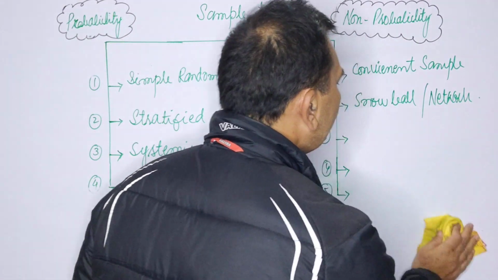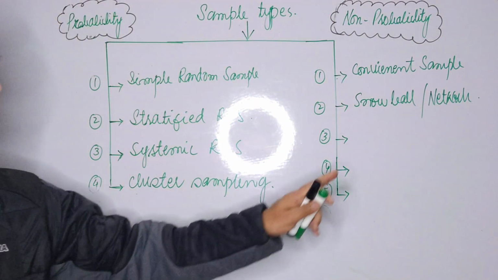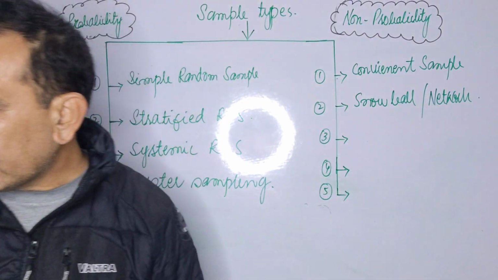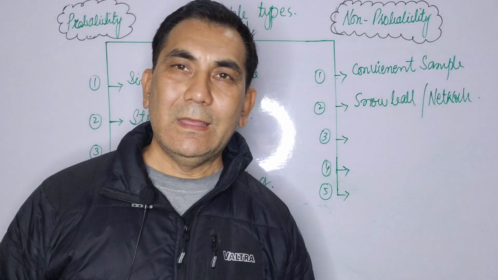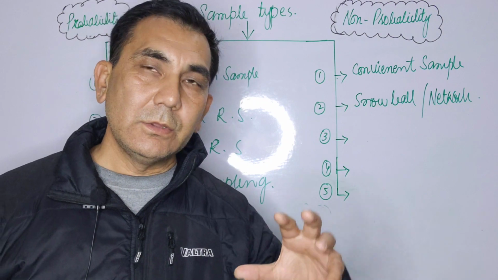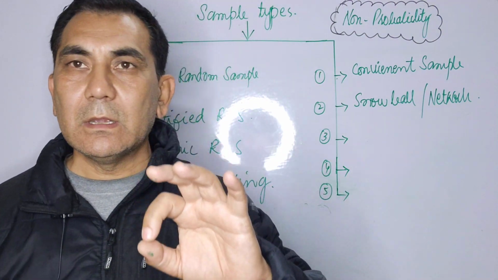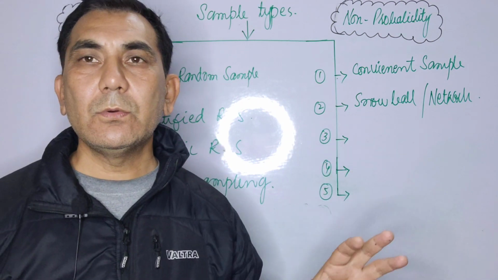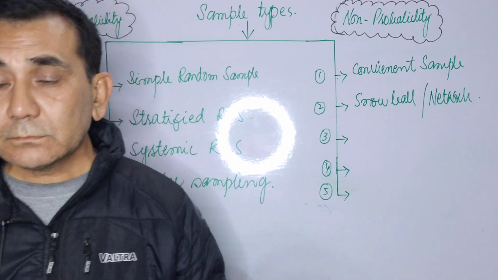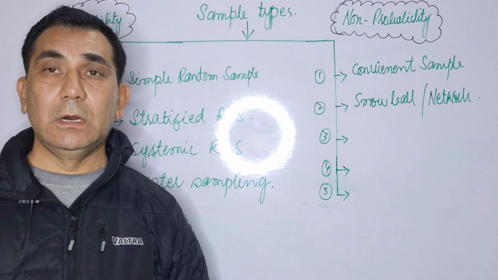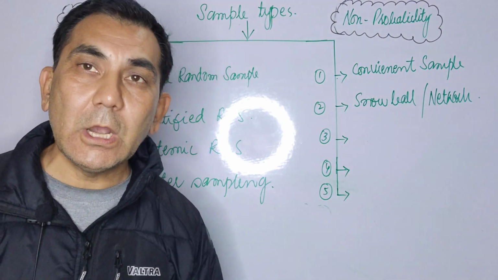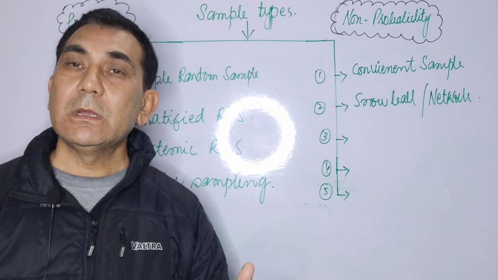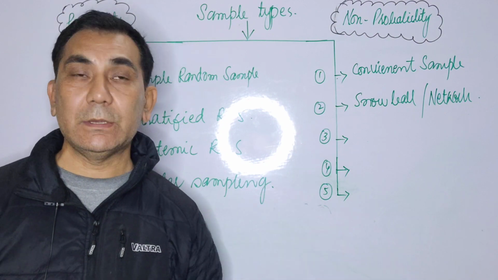Just keep in mind, snowball sampling and network sampling is mostly used in those areas of research which are very culturally or religiously sensitive, where you cannot take the information openly about these particular socio-culturally sensitive topics.